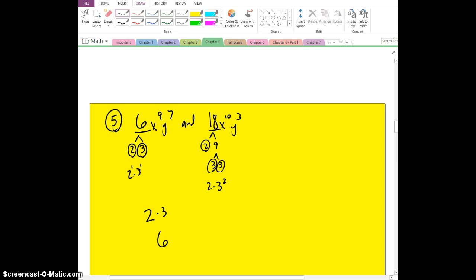For the exponents, we take the smallest ones, 9 and 10. We'll take x to the 9th. Between the 7 and 3, we'll take y to the 3rd. So that's what my GCF would look like, 6x to the 9th, y to the 3rd.